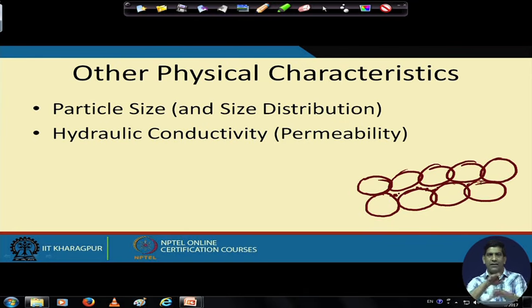If all of them are of a similar size, that becomes a problem in terms of having better compaction. You will have lots of void spaces, lots of pore spaces and all that. So that's why particle size is important, and particle distribution is important.